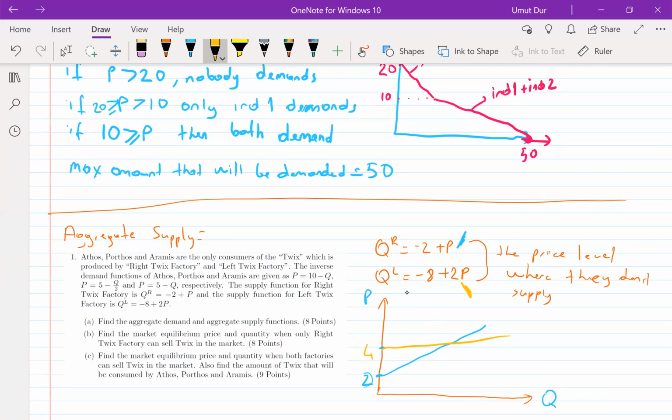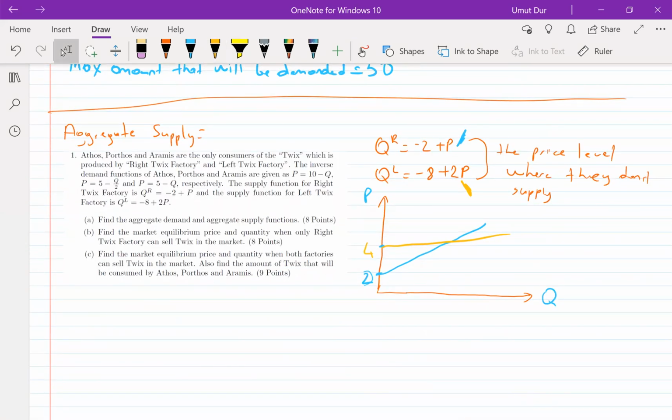So what is important here is we need to understand what happens if price is less than 2. Do they supply? Do any of them supply? No. No. Okay, the supply will be 0. So when price is less than 4 but greater or equal to 2, only the right firm will supply. Okay, so which is minus 2 plus p.